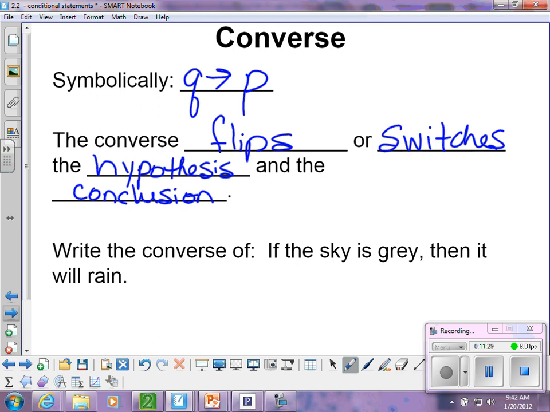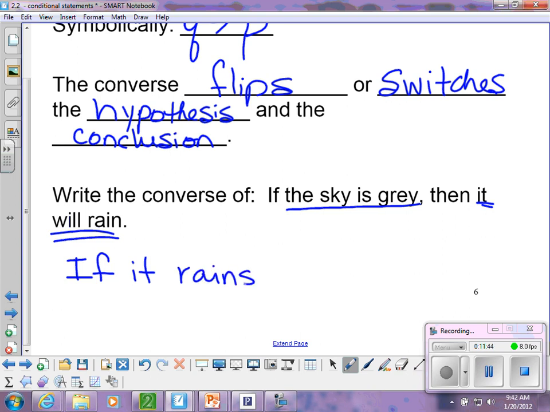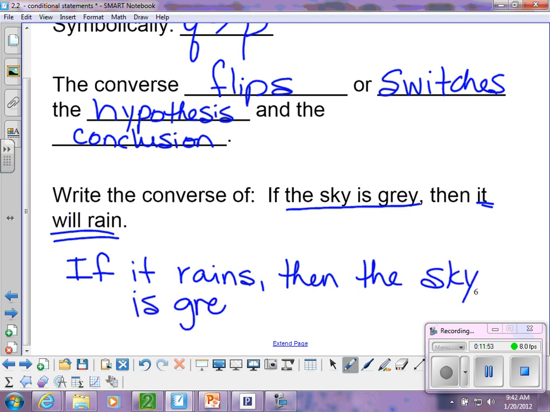All right, so write the converse of if the sky is gray, then it will rain. So I literally have to switch this part. So if it rains, then the sky is gray. Okay, here's the deal. I didn't put if it will rain, then the sky is gray. Does that make any sense? If it will rain? No, if it rains, then the sky is gray. So you can tweak it a little bit to make it sound right, okay? Is the meaning of the sentence still true, though? Yeah, it's still the same.